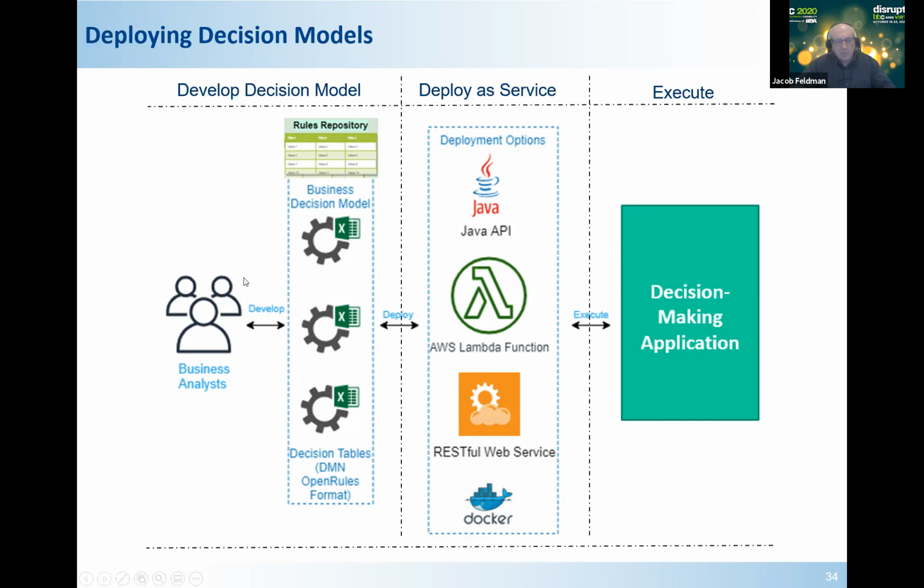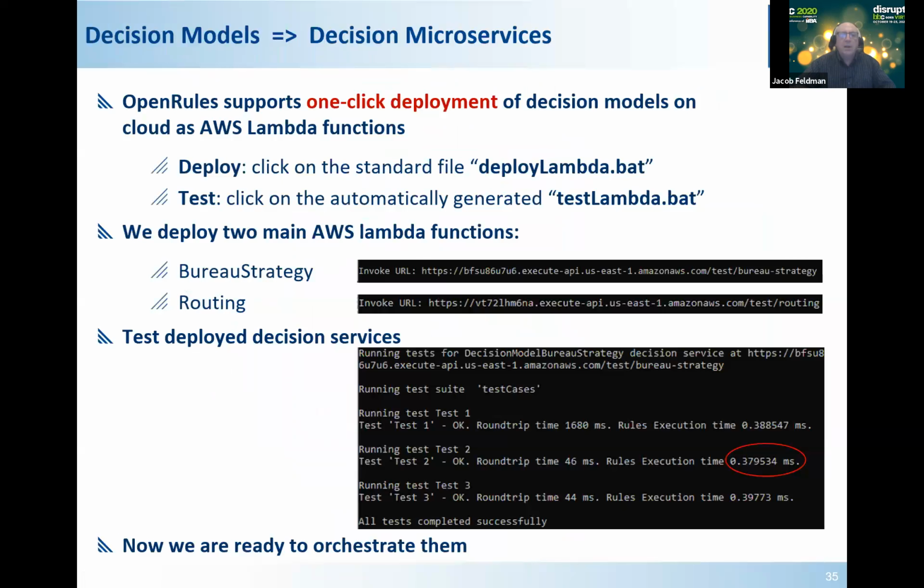When you, as a business analyst, as a subject matter expert, decide to make changes here and click deploy, then the new version will become available for the decision-making application. Now, with this one-click deployment, previously you called the test BAT file. Now we have two standard files common for all decision models. You click deploy Lambda, and you don't have to know anything about Lambda, just a nice word, AWS Lambda.